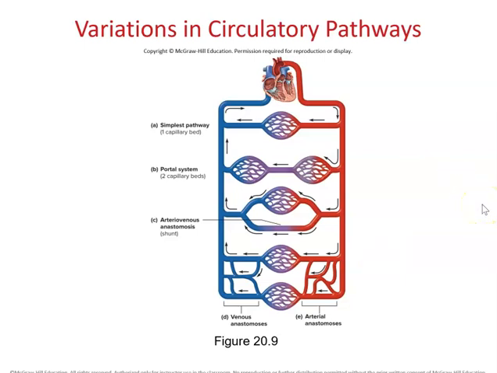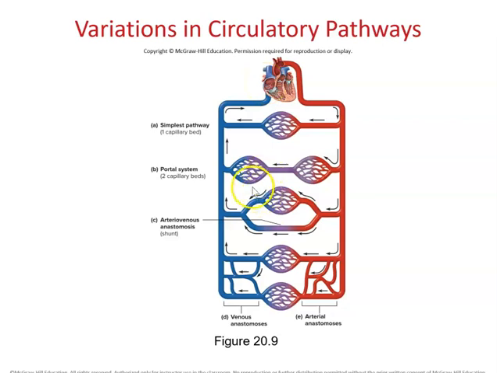In this video, we're going to talk about the circulatory pathways, blood pressure, and the resistance to blood flow. There are several types of circulatory pathways. The first one is called the simplest pathway. There is only one capillary bed exchanging blood between veins and arteries. In this pathway, the blood will leave the heart, go to the arteries, then arterioles, then capillaries, venules, back to the veins, then back to the heart.